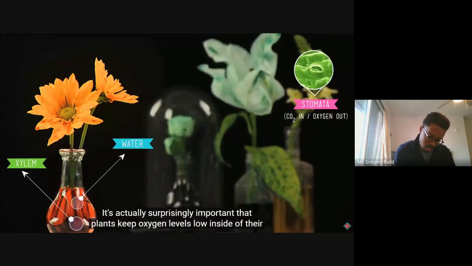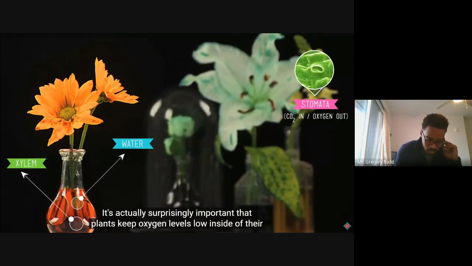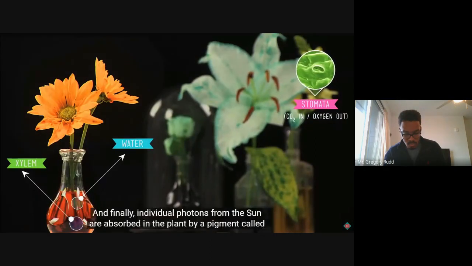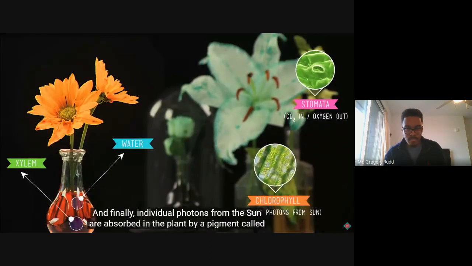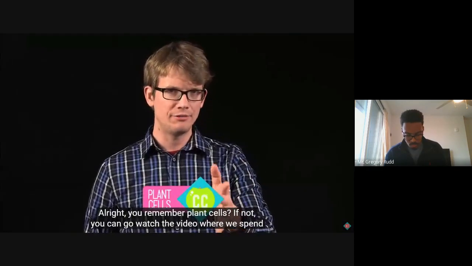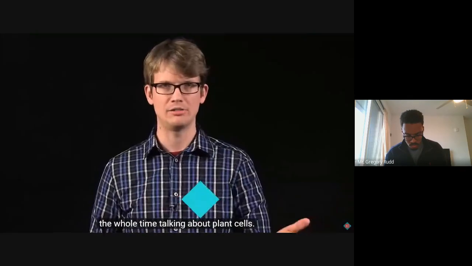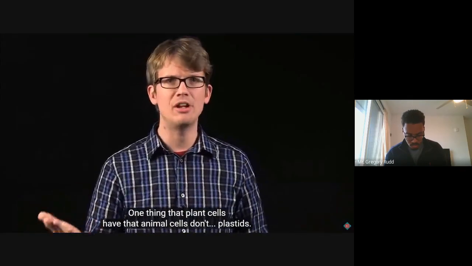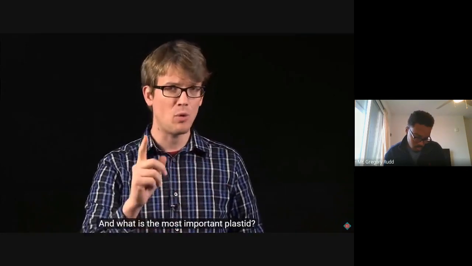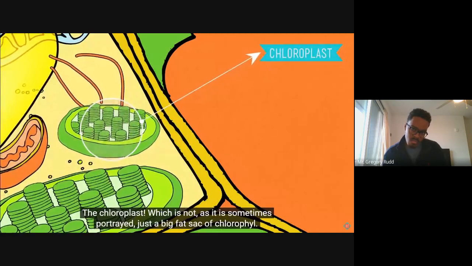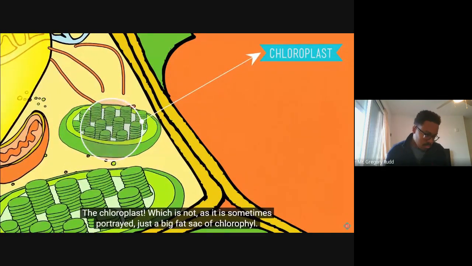It's actually surprisingly important that plants keep oxygen levels low inside of their leaves for reasons that we will get into later. And finally, individual photons from the sun are absorbed in the plant by a pigment called chlorophyll. All right, you remember plant cells? If not, you could go watch the video where we spend the whole time talking about plant cells. One thing that plant cells have that animal cells don't: plastids. And what is the most important plastid? The chloroplast, which is not, as it is sometimes portrayed, just a big fat sack of chlorophyll.